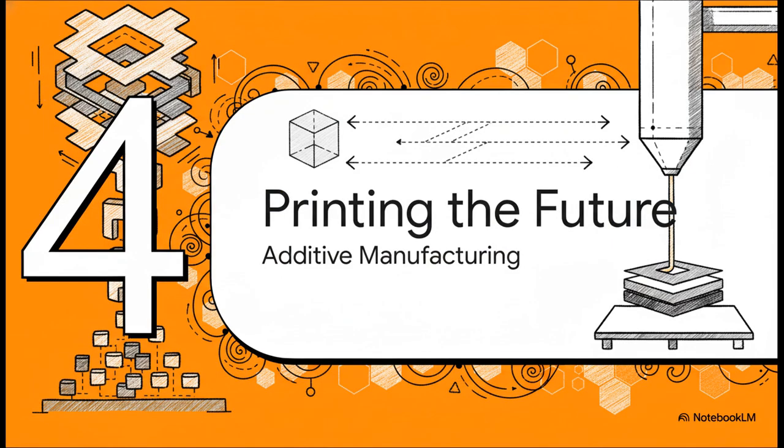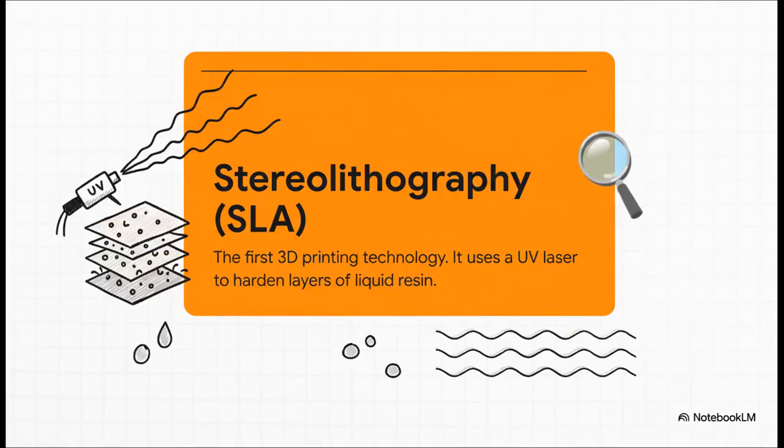Okay, so we've got a smart blueprint that's designed for the real world. Now for the fun part. How do we actually make the thing? We're going to start with a pretty revolutionary process that builds objects up from nothing. This is additive manufacturing. We'll kick it off with the OG, the original, stereolithography, or SLA. This was first patented way back in 1986.